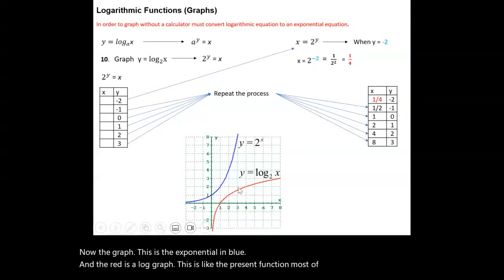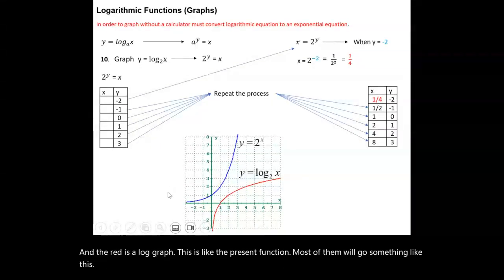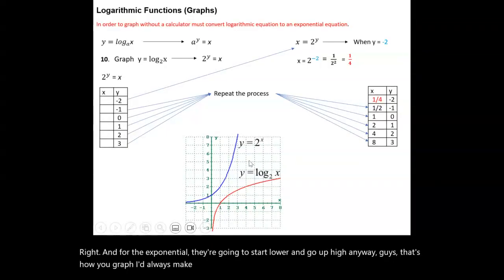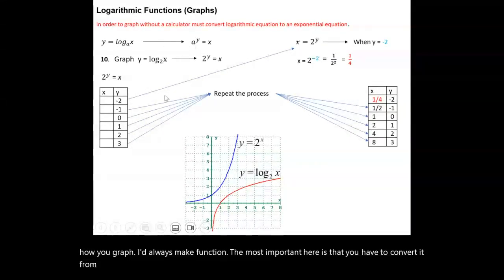Most of them will go something like this, right? And for the exponential, they're going to start low and go up high. Anyway, guys, that's how you graph a logarithmic function. The most important here is that you have to convert it from log to exponential in order to graph it.